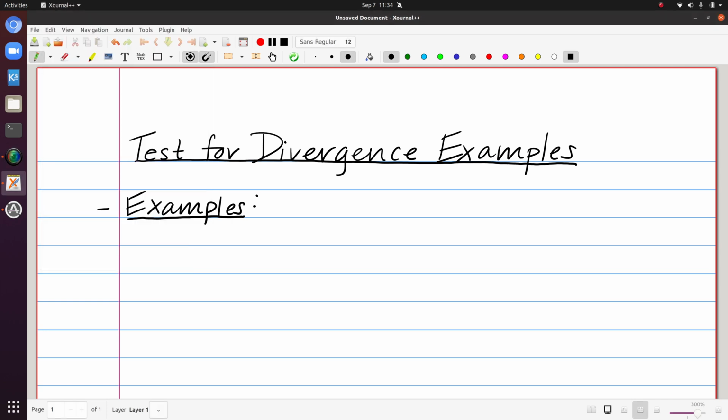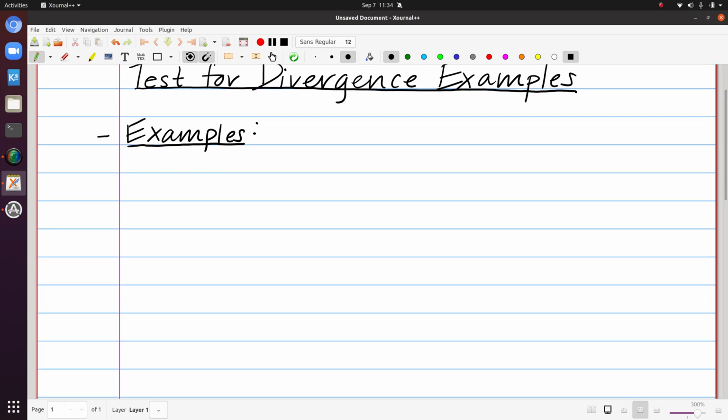Now I'd like to look at some examples of series where we try and apply this new test for divergence. So the first example is the sum from k equals 1 to infinity of (-1)^k. To be clear, we've already looked at this series and we actually showed that it diverged using the definition of convergence and divergence. Here, if I want to try and use the test for divergence, importantly, what we have to do is take the limit of the terms.